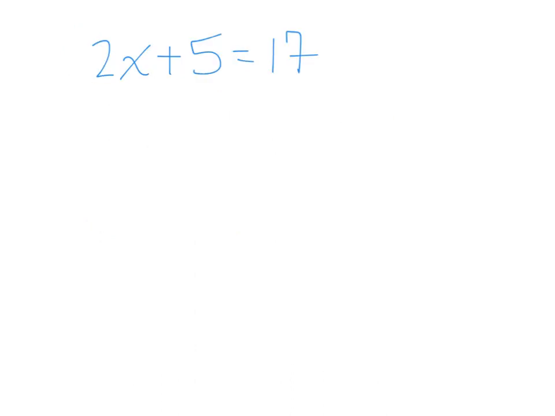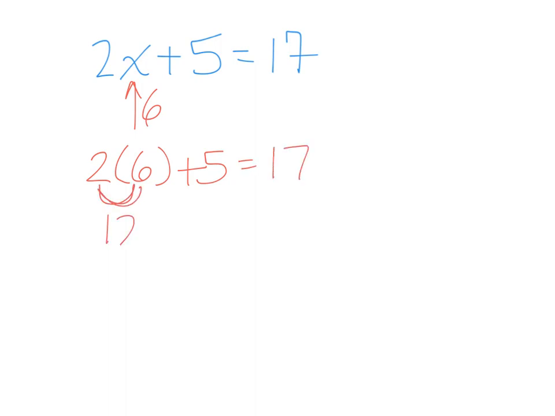Alright, so let's check it by plugging in 6 for x. Okay? So then we have 6 times 2 plus 5 equals 17. Now what's 6 times 2? 12 plus 5. And does that equal 17? Yes, it does. We're good to go. Alright? Good. Check it with the calculator as well to make sure that you are on point.